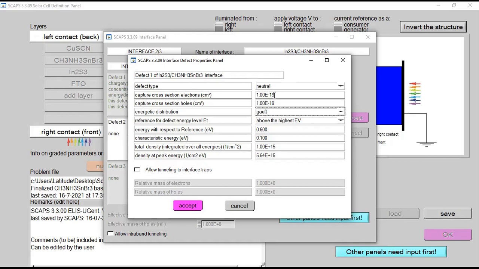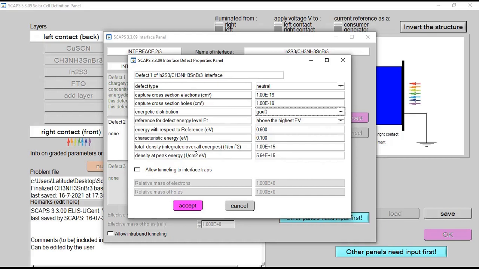And once again, you can change your value, and you can check by keeping a higher value what the impact is on performance, and by keeping a lower value of the interfacing capture cross section for electrons and holes what the impact can be. And then if you keep this energy distribution as Gaussian, you can see that it will provide you two kinds of defect density.